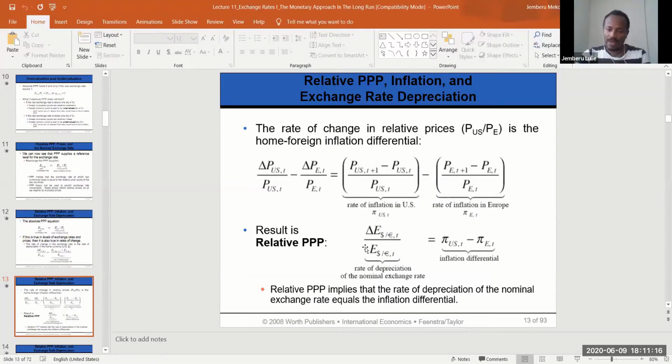the exchange rate between two countries' currencies with that of the inflation difference between two countries. So rate of change in exchange rate, if it is increasing, we can call it nominal depreciation, is the same with that of inflation differential.